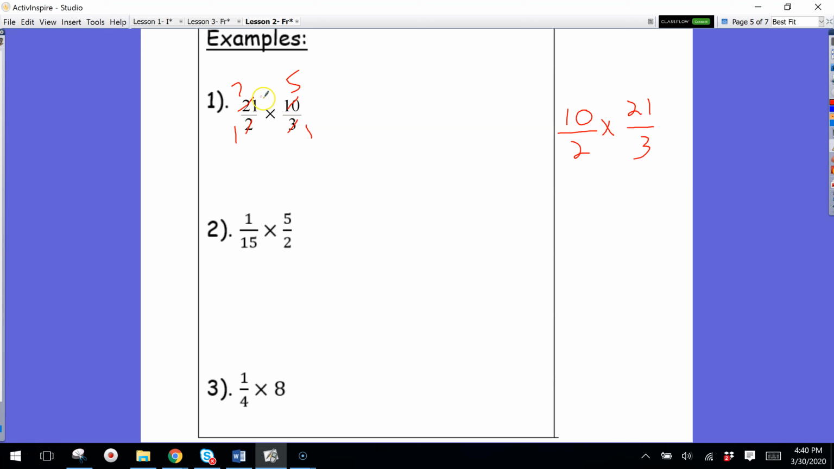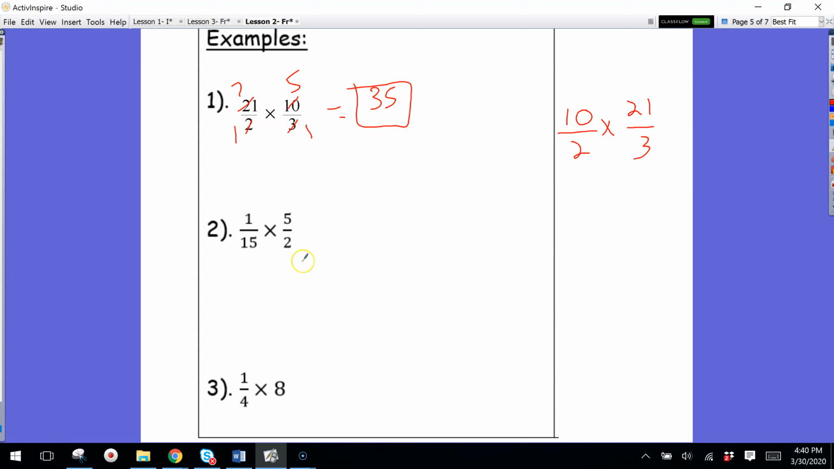So now our problem is 7 over 1 times 5 over 1, which is just, well, 7 times 5, right? My numerator is 35, and 1 times 1 is 1. Again, it's over 1, which I don't need to write. So my answer here is just 35.